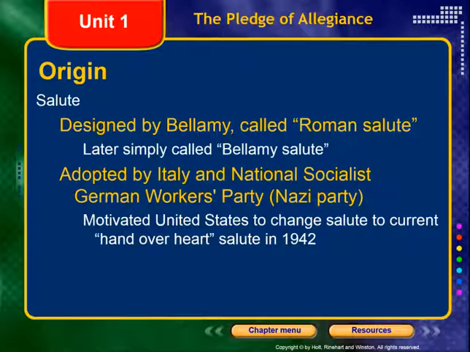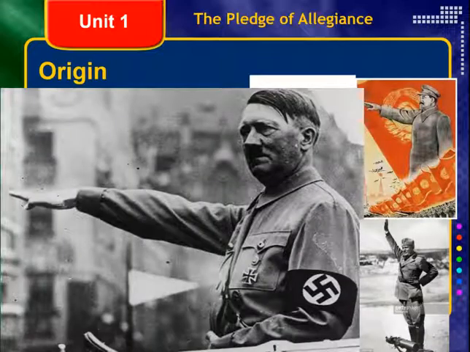However, these enemies of the United States adopting the Roman salute motivated the United States to change their salute to what we currently use, the hand over the heart salute, in 1942, because that's when World War II started. At least that's when the United States began to get involved. So this is the Roman salute here, right? This is a very classic picture of Adolf Hitler saluting the troops that are standing below him. You have other infamous characters in history also using the Roman salute. So it's not something that was just made up by Bellamy. It was actually a historical thing that the entire world knew about.